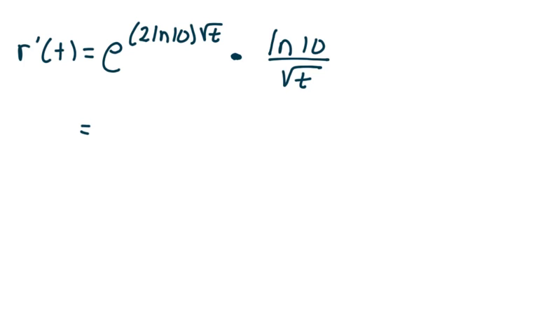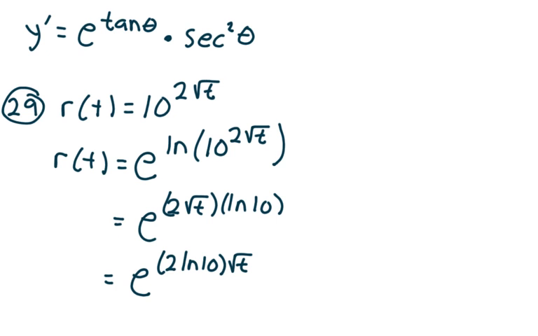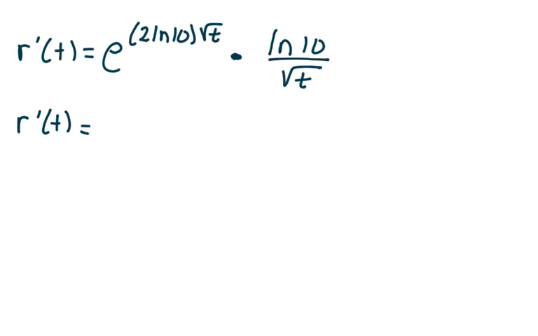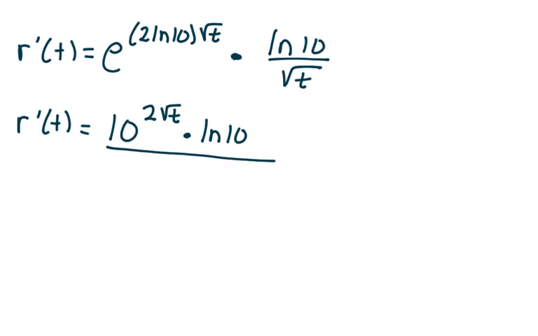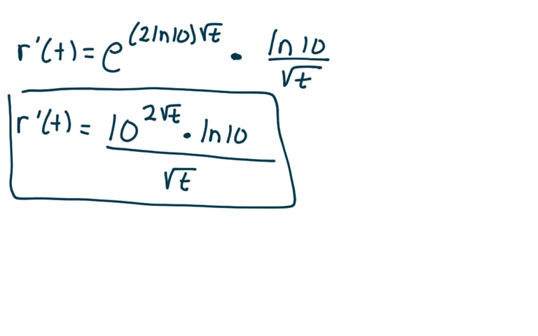But if we recall, let's go back. Notice how e to the 2 natural log of 10 square root of t is equal to 10 raised to the 2 root t. So we can write this as 10 to the 2 root t times natural log of 10 divided by square root of t. And that's the solution to problem number 29.